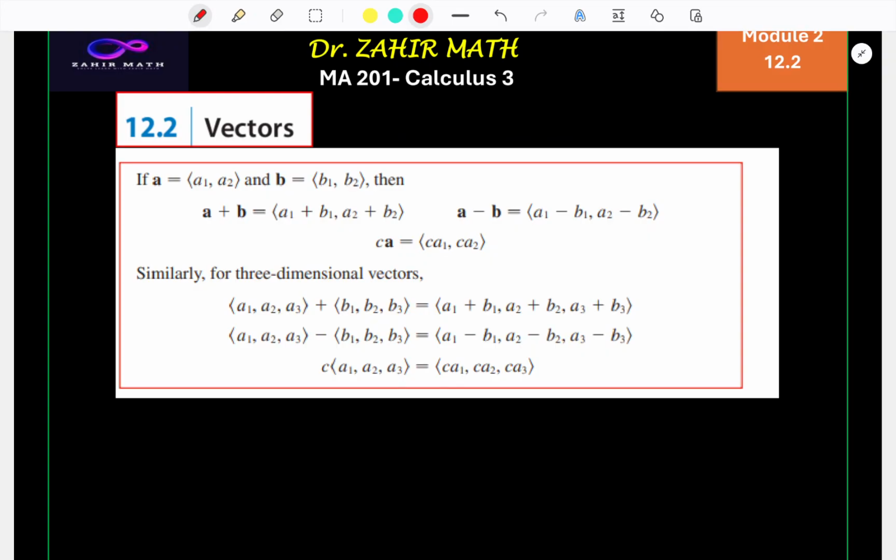Today in this video we are going to study about vectors. What do you mean by vectors? Vectors are quantities that have both magnitude and direction. So it has the value as well as the direction. What type of direction? It can be 2 dimension or it can be 3 dimension.